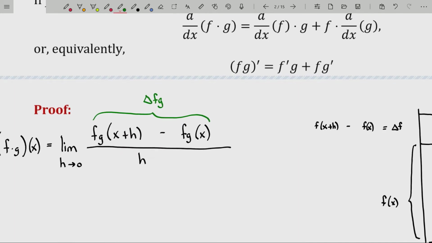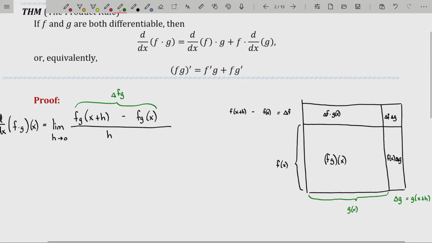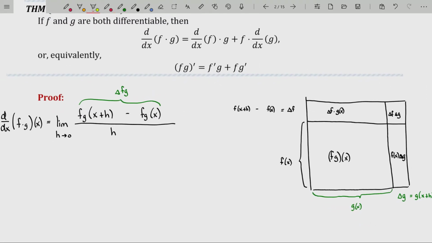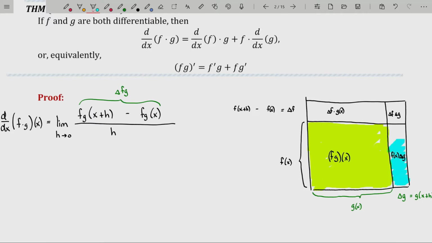So if you consider that to be true, and it is actually true, that's our change in output for the product of f and g, then let's look at our picture here. Well, f times g is just this area here. But when we wiggle the inputs, there's a change in the area that I'm highlighting. That change is going to be the second area that I'll highlight here. All of this extra bit is actually the change in the product.